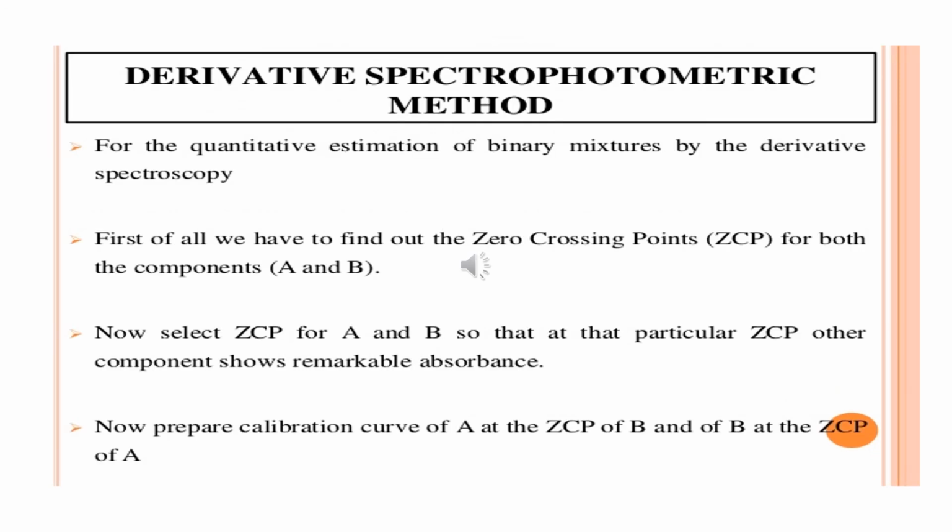Derivative spectrophotometric method. For the quantitative estimation of a binary mixture by derivative spectroscopy, first of all we have to find out the zero crossing point, that is ZCP, for both components A and B. Now select the ZCP for A and B so that at the particular ZCP the other component shows remarkable absorbance. Now prepare the calibration curve of A at the ZCP of B and of B at the ZCP of A.